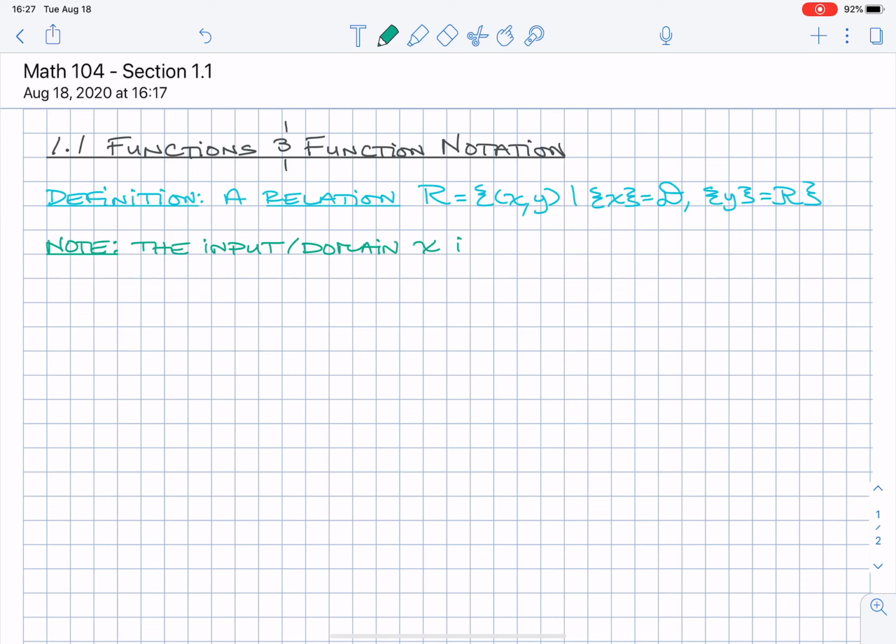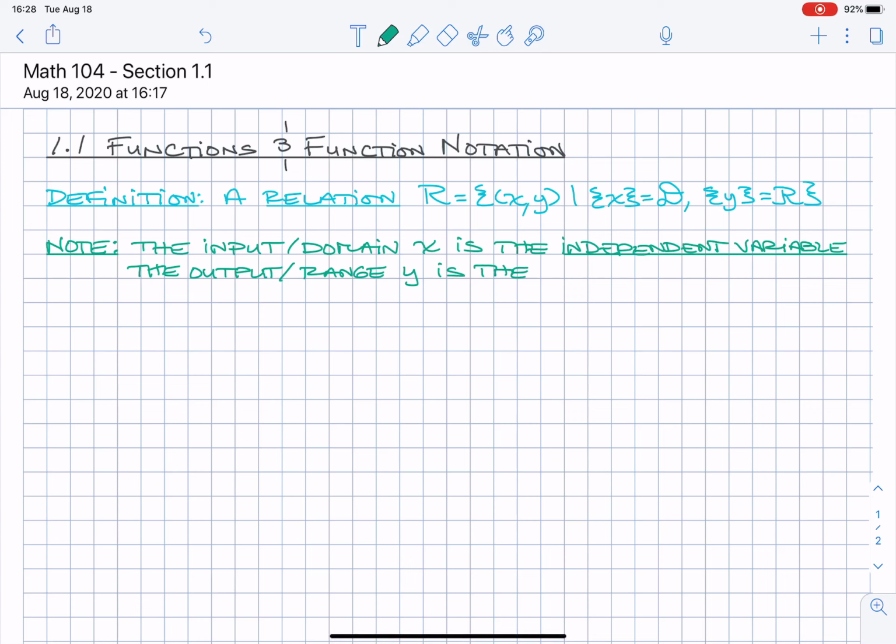So the input slash domain x is the independent variable. Independent variable. So x is the independent variable. The output or range, so the output slash range, y is the dependent variable in that it depends on what value of x we plug in. So the dependent variable.